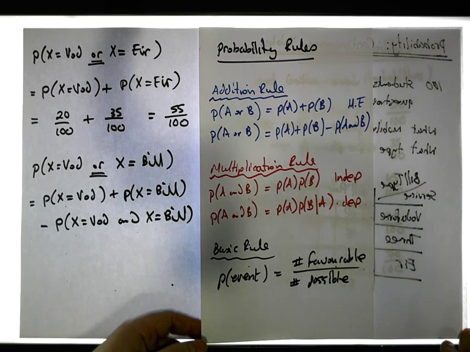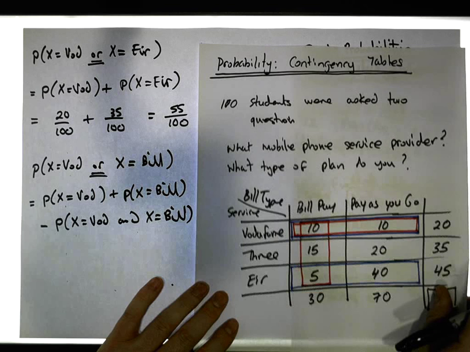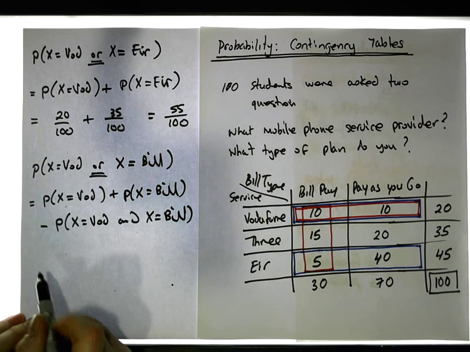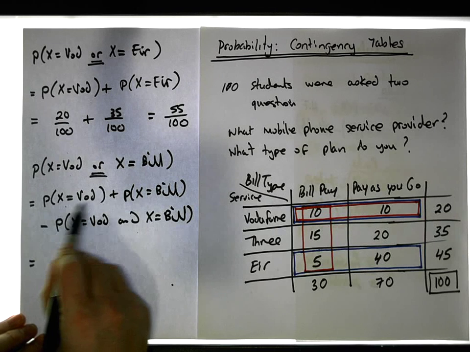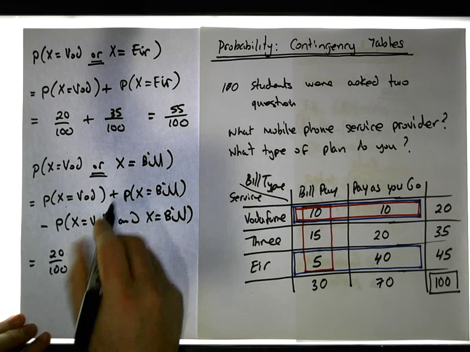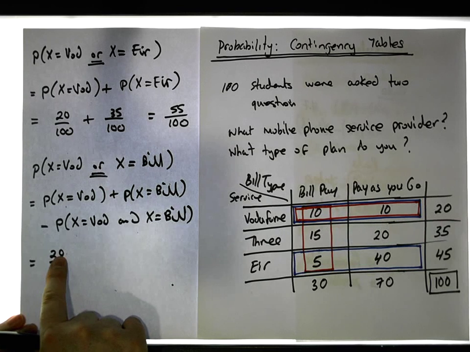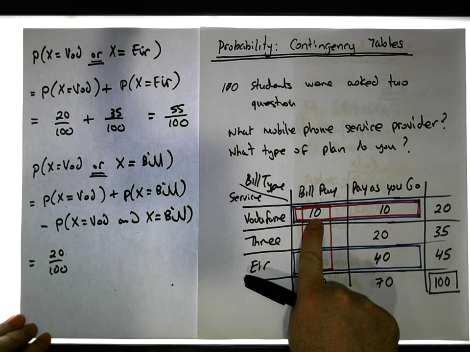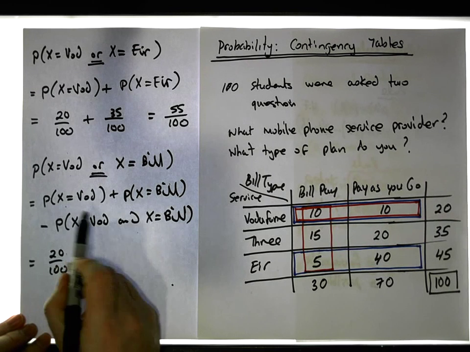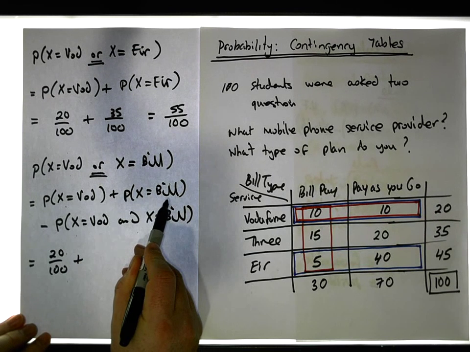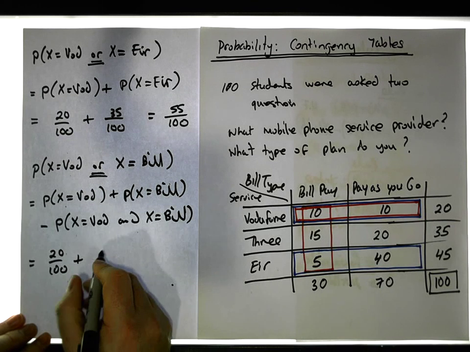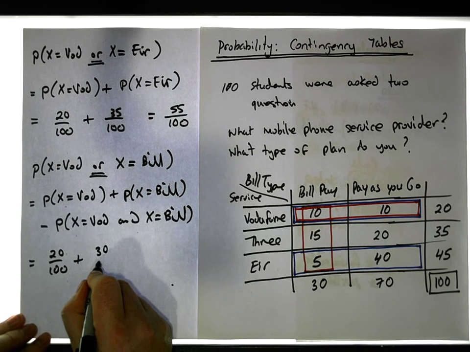Now let's see what we're going to do here with this calculation. The first two are straightforward enough. The probability of Vodafone is 20 chances out of 100. When we counted these 20, we counted these 10 and these 10 people here to give us 20 in total, plus the probability that it's bill pay, well, it's 10, 15 and 5 gives us 30 chances. So we have 30 chances out of 100 for bill pay.